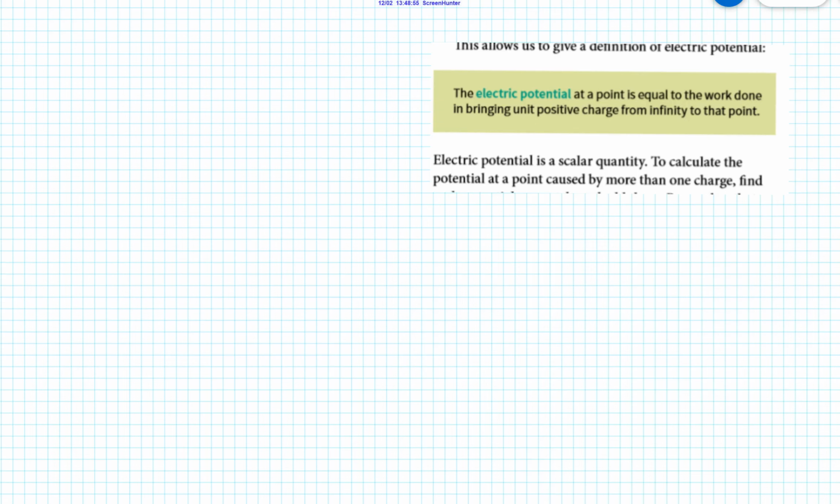How do we start with this? We consider that we have a positive charge Q here. So that's Q. I am going to find the electric potential at a point here, let's call it point A. And according to the definition, the positive charge is brought from infinity, that is from far away.